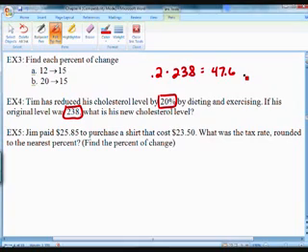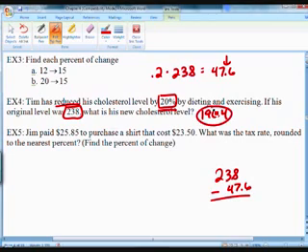But let's talk about that. Is that his new cholesterol level? No, that's how much it went down. It said Tim reduced it by 20%. So if it goes down 47.6, we're going to take 238 and take off 47.6. Can anybody with a calculator tell me what that is? 190.4. That's his new cholesterol level.